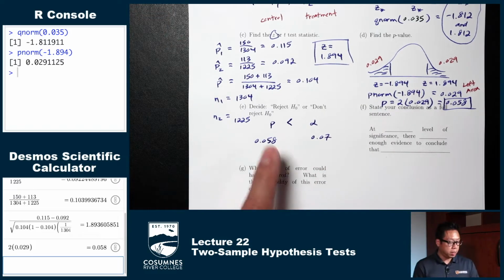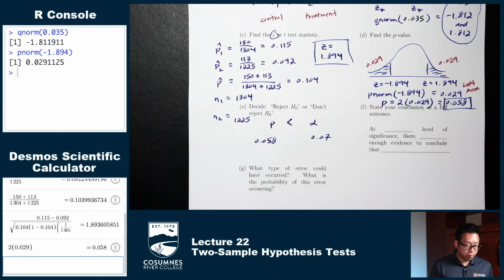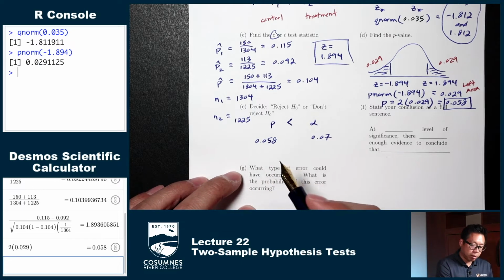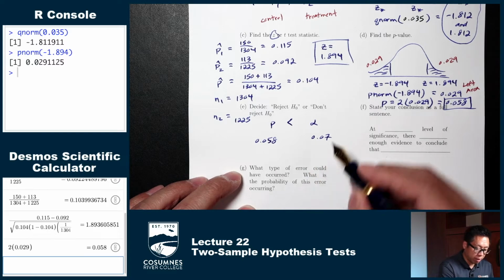And the question is, is the p-value less than the alpha? My recommendation here is to add on a 0 so that they both have the same number of decimal places, because that's going to help you compare. 0.58, that's 3 decimal places. 0.7, that's only 2. I'm going to add on this 0.